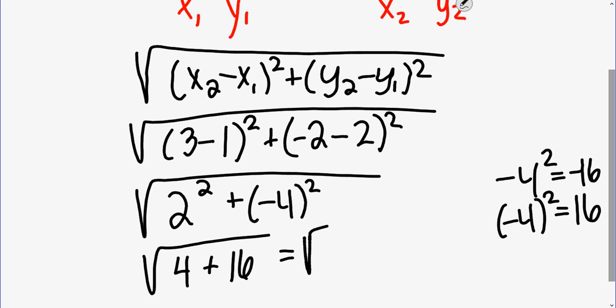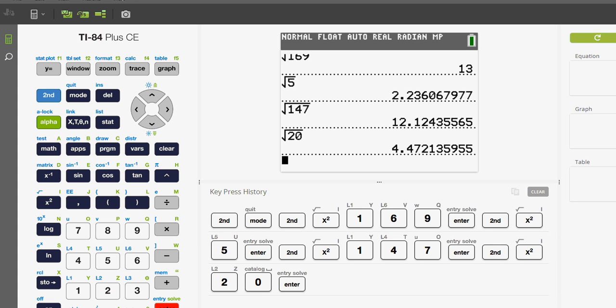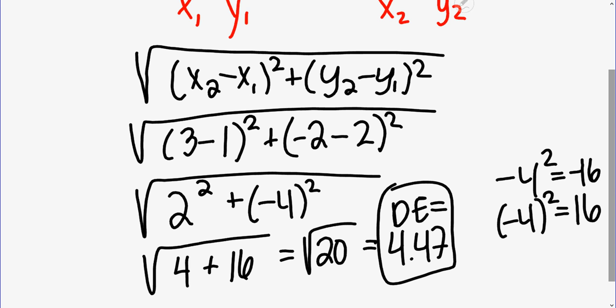So 16 plus 4 gives us the square root of 20, and if we plug that in our calculators, we get 4.47 for the length of, this is D. I'll do one more.